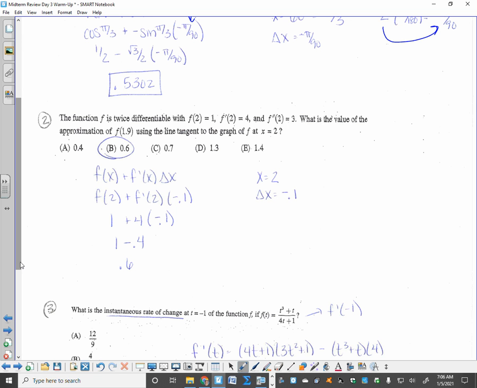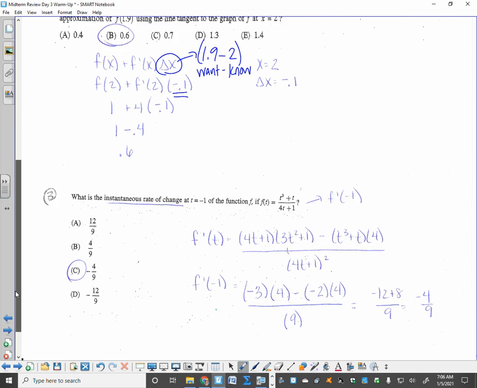The function is twice differentiable, gives me f of 2, f prime of 2, and f double prime of 2. What's the value of the approximation of f of 1.9? Obviously, we're going to use 2. So I write my formula, and then I have f of 2 plus f prime of 2 times delta x. And they gave me all those values, so I'm just plugging them in. Delta x is going to be, again, what I want, which is 1.9, minus what I know. Want minus know. And that's why it's negative. And then just type that one in.